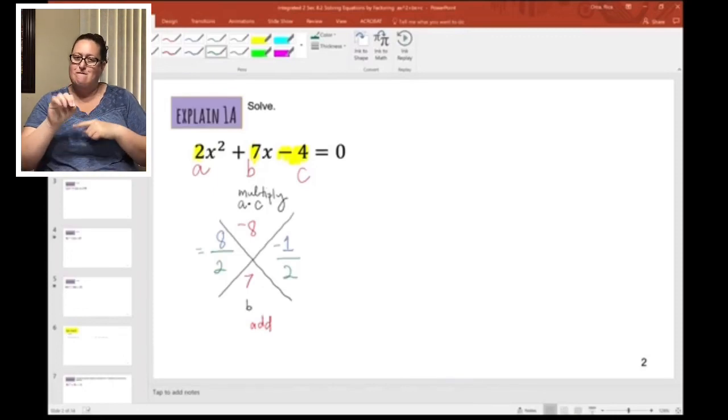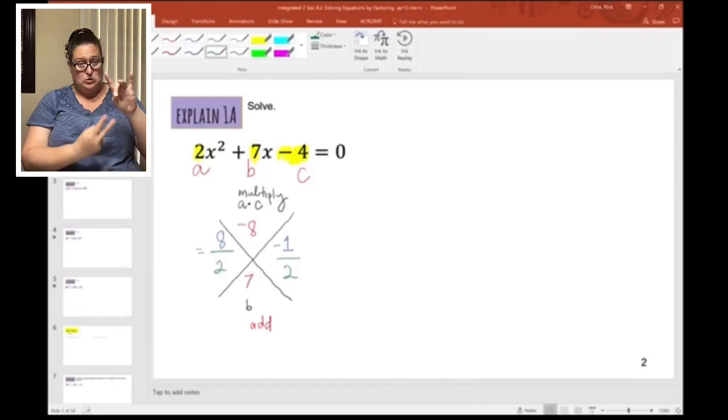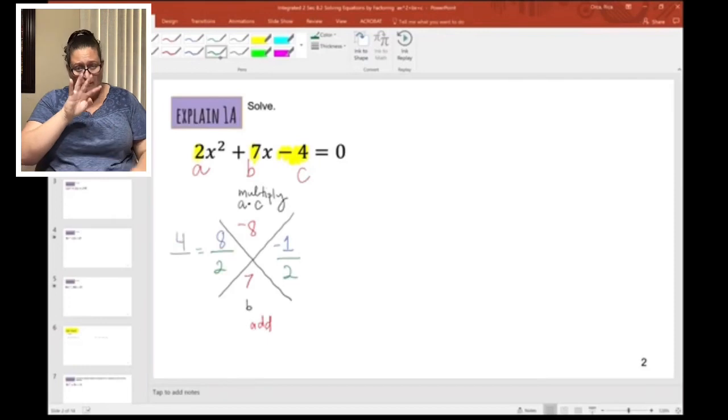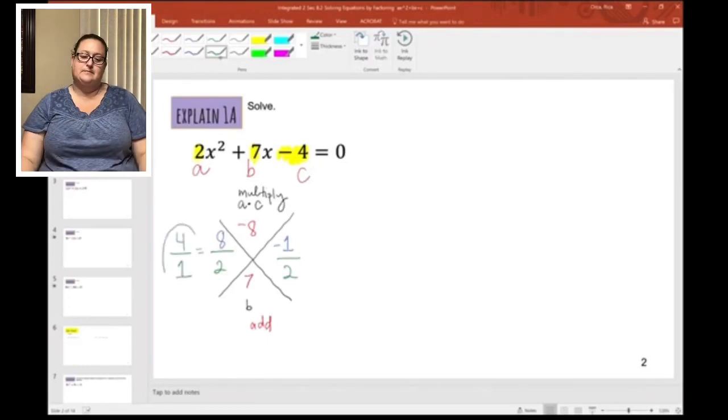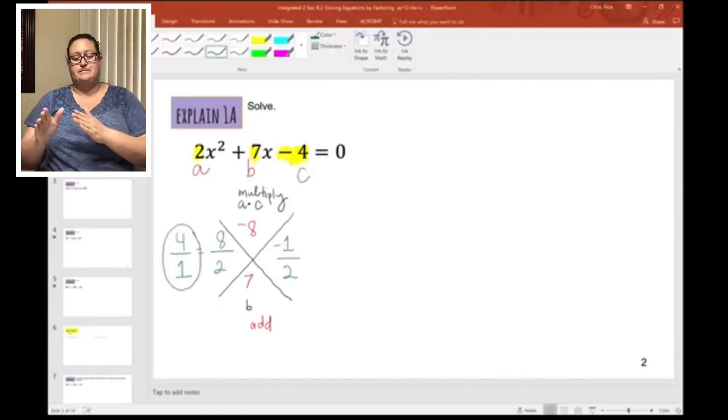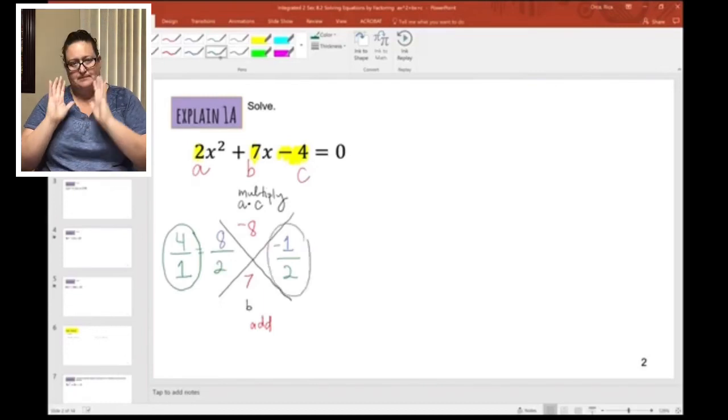8 divided by 2, we can reduce that. 8 and 2 are both divisible by 2. 8 divided by 2 is 4, and 2 divided by 2 is 1. And I'll circle it because that's done. The -1/2 cannot be simplified, so I'll go ahead and leave this fraction as is.